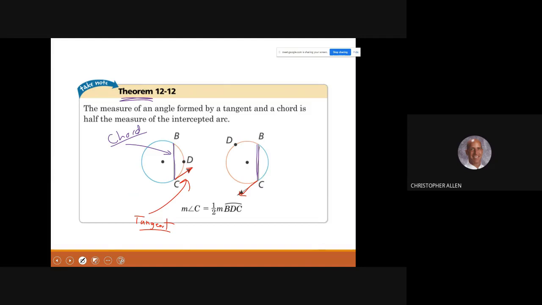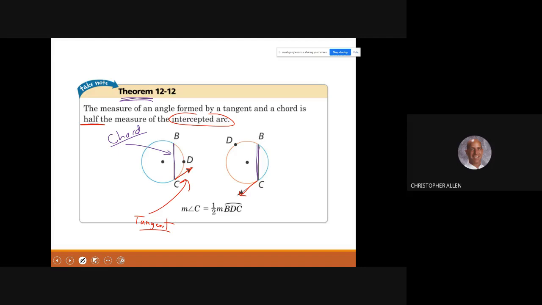Look what the theorem says. The theorem says the measure of the angle formed by a tangent and a chord is half the measure of the intercepted arc. Doesn't that seem like the theorem we just talked about? It is. The difference is these are not what we call inscribed angles because they're not on the quote-unquote inside of the circle. The chord is on the inside of the circle, but the tangent is on the outside.